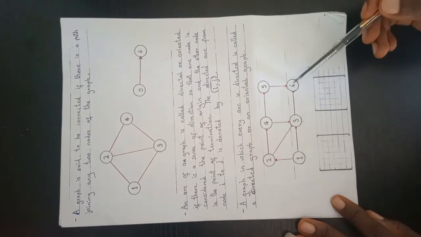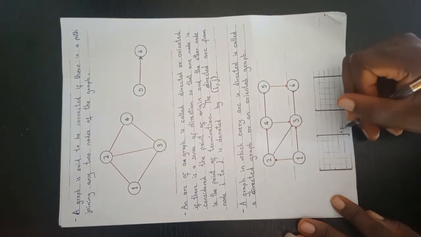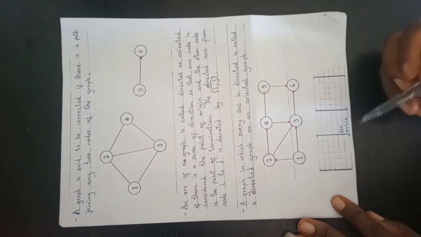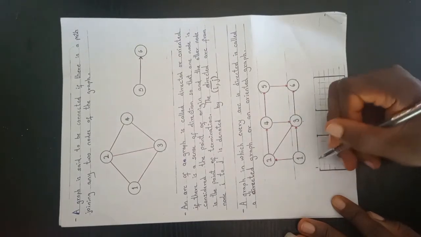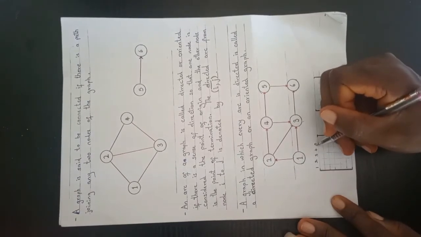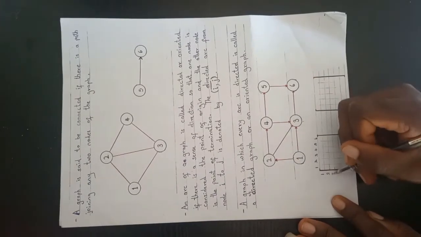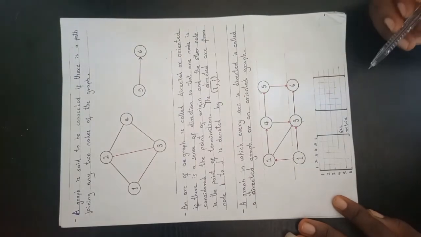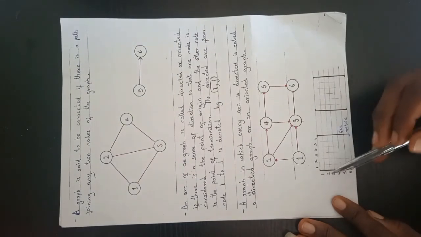We have 6 nodes here, and so we'll have a 6 by 6 matrix. Then we write out the nodes on the columns and in each row. Right here we have 1, 2, 3, 4, 5, 6. And then in each row we have 1, 2, 3, 4, 5, and 6. So after numbering the rows and the columns, we check for each arc.